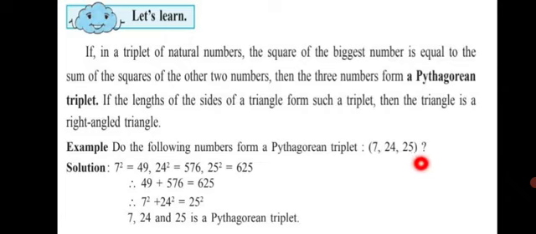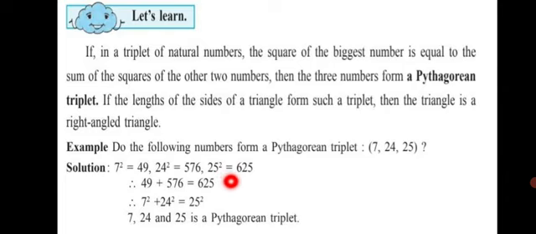So let's check. First, we will have to write the squares. So 7 square is equal to 49, 24 square is equal to 576, and 25 square is equal to 625. Now we will add the squares of the smaller numbers. Square of 7 is 49 and square of 24 is 576. 49 plus 576 gives us 625.